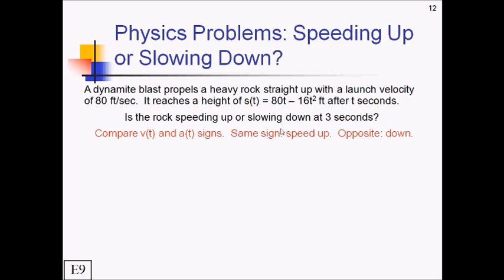If they have the same sign, they're working together in speeding you up in whatever direction you're going. And we don't care about the direction with speed, it's just absolute value, right? If the sign of velocity and acceleration are different, they're working against each other and they're slowing you down. So take a sec to compare the velocity sign with the acceleration sign at 3 seconds. So velocity at 3, that's going to be 80 minus 96. That's a negative number. That's really all we care about, the negativity or positivity. The acceleration is always negative 32. So at 3 and every other t value, that's going to be negative. Since these have the same sign, that means they're working together and we're speeding up.